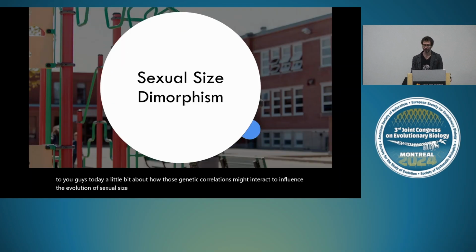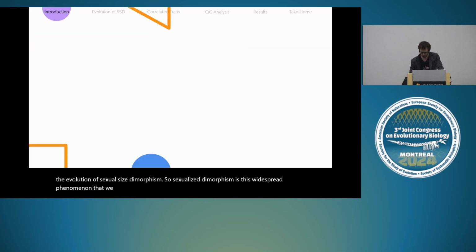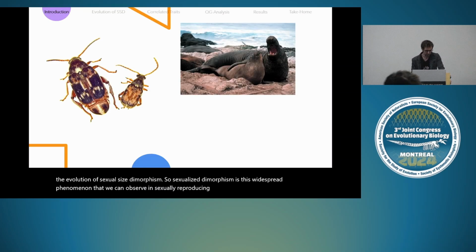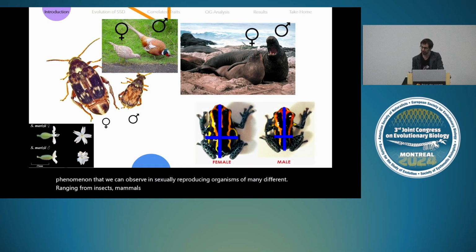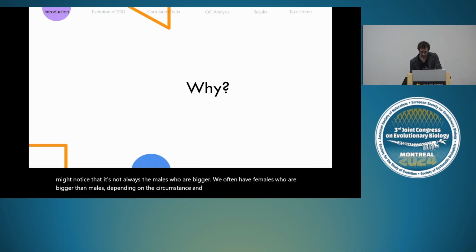So sexual size dimorphism is this widespread phenomenon that we can observe in sexually reproducing organisms of many different kinds, ranging from insects, mammals, birds, frogs, even plants in some cases. And a keen observer might notice that it's not always the males who are bigger. We often have females who are bigger than males, depending on the circumstance. And that leads me to wonder and ask, why do we see these differences in sex? Why do we see sexual dimorphism?